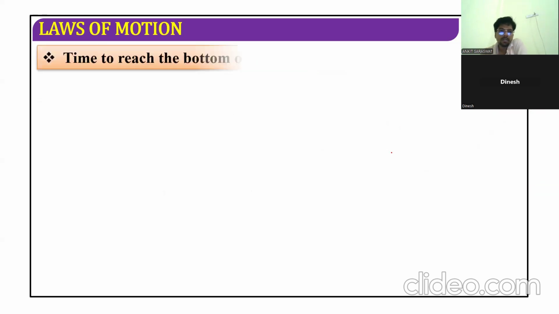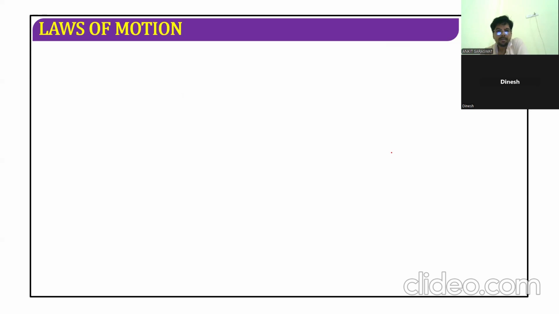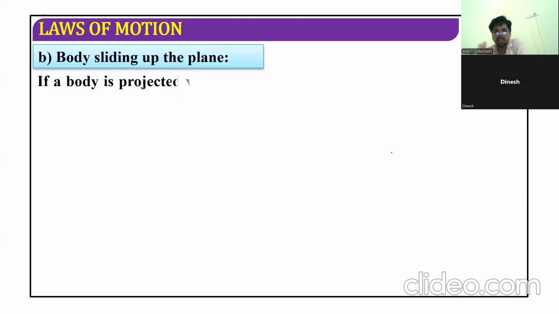Very easy. Time. This is a very basic question. S is equal to ut plus half at square. You can apply and solve. I don't think I should give an explanation for that. Clear? No, sir, I can find, sir. Yeah, that's why you should not learn all these formulas.